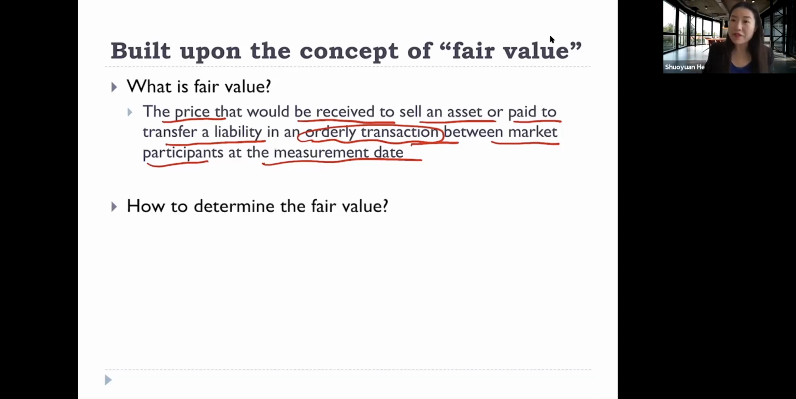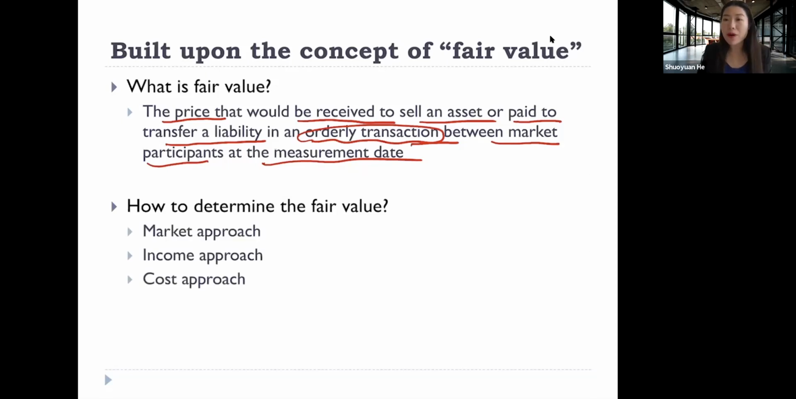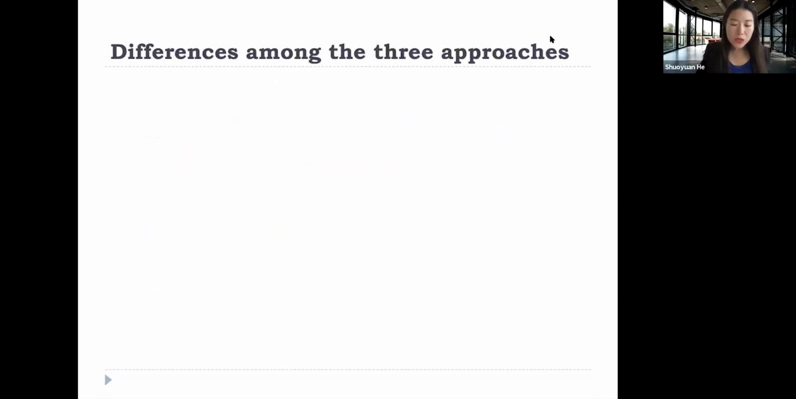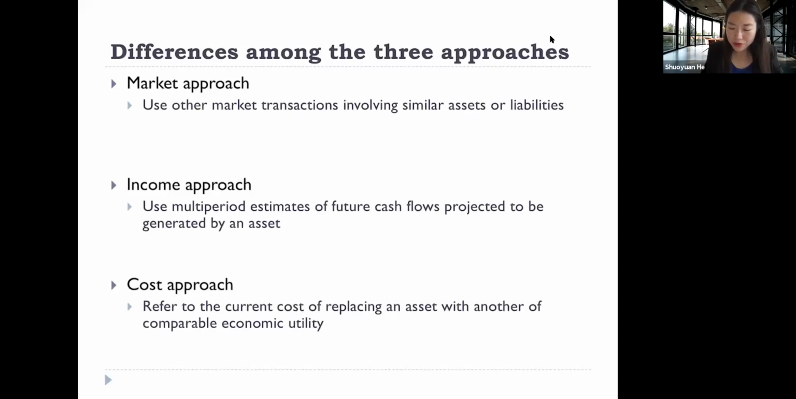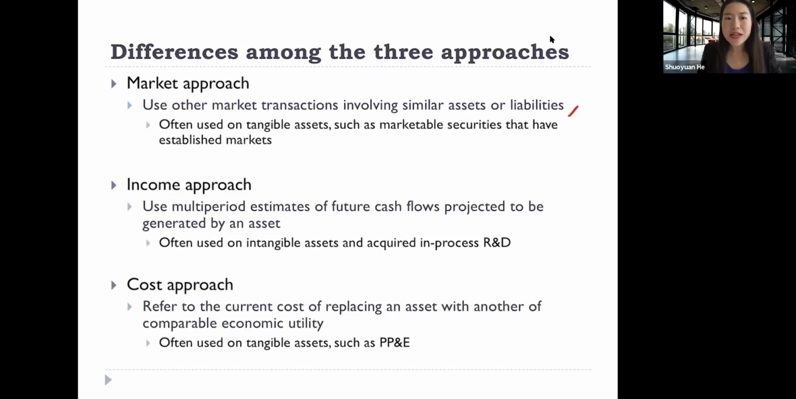And then how to determine fair value? We have three approaches to determine the fair value: market approach, income approach, and cost approach. What are the differences among these three approaches? For market approach, we use other market transactions involving similar assets or liabilities. And usually, when it is a tangible asset, such as marketable securities, which already have an established market, we can usually use market approach to measure the fair value of those assets.